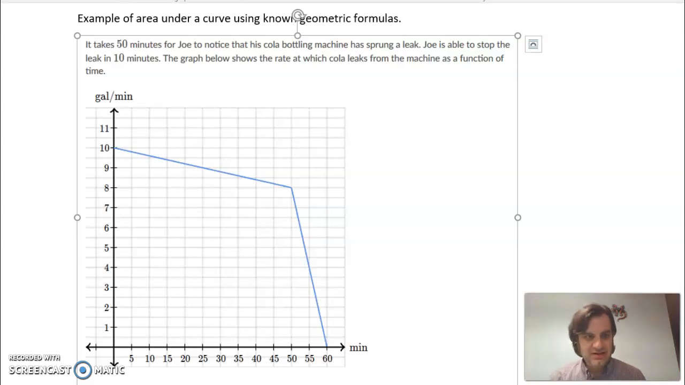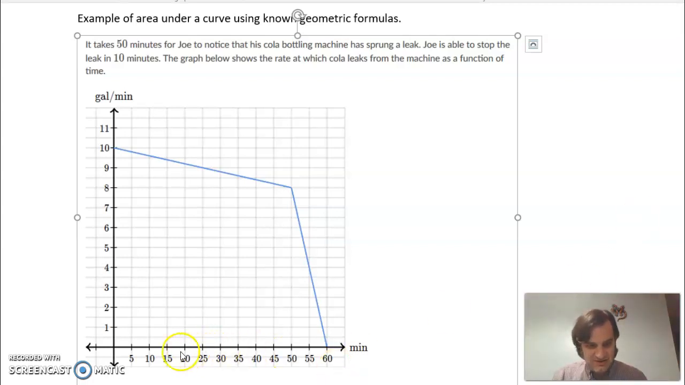Hey again. I want to talk about accumulation under a curve, which is the area under a curve, and kind of move in a direction here. But this is an example where we can find the area under a curve, which is basically more along a combination of straight lines. So this problem here says it takes 50 minutes for Joe to notice that his cola bottling machine has sprung a leak.